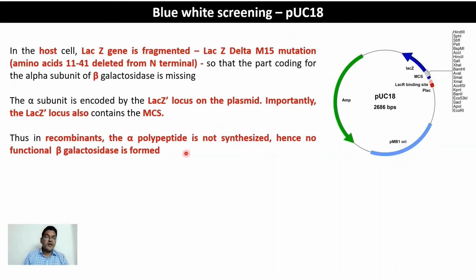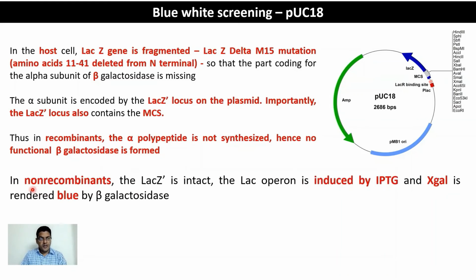Thus, in recombinants, the alpha polypeptide is not synthesized. Hence, no functional beta-galactosidase is formed here. In non-recombinants, however, the lacZ prime is intact. The lac operon is induced by IPTG and X-Gal and rendered blue by the functional beta-galactosidase that is synthesized in non-recombinant transformants, right?